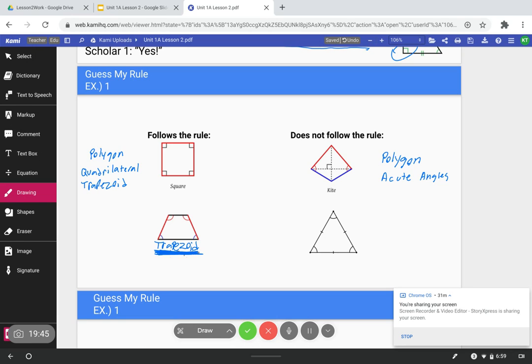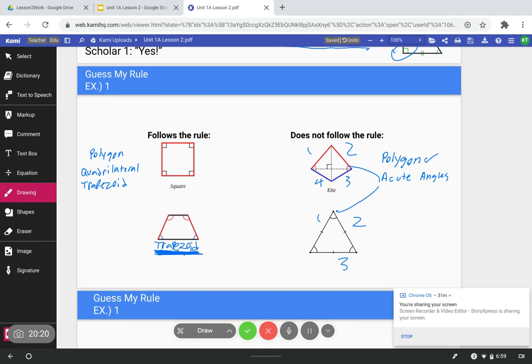So the picture on the right, the kite and the equilateral triangle here, what do they have in common? Well, they are both polygons because they both have at least three sides. So the kite is a quadrilateral, but the triangle is a triangle. But what they have in common is that they are both polygons. Another thing that they have in common is that they both have acute angles. So these would be acute and that would be acute. But that seems to be all they have in common.